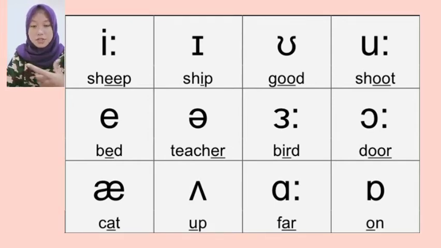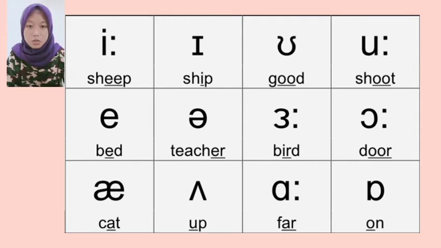Okay, now let's move to the second vowel. It is long vowels. Long vowel tend to be long. The symbols consist of one vowel symbol plus a length mark made of 2 dots. In long vowels, there are only 5 sounds.